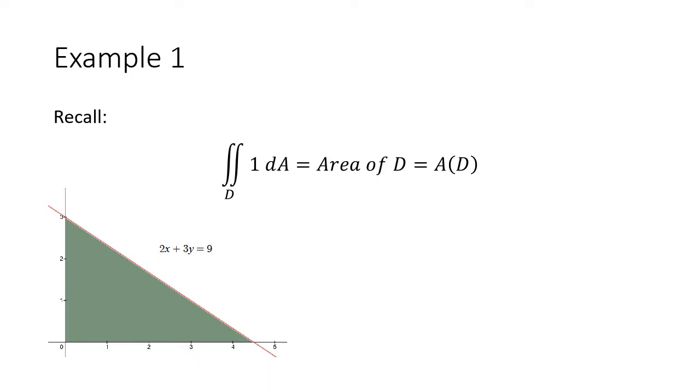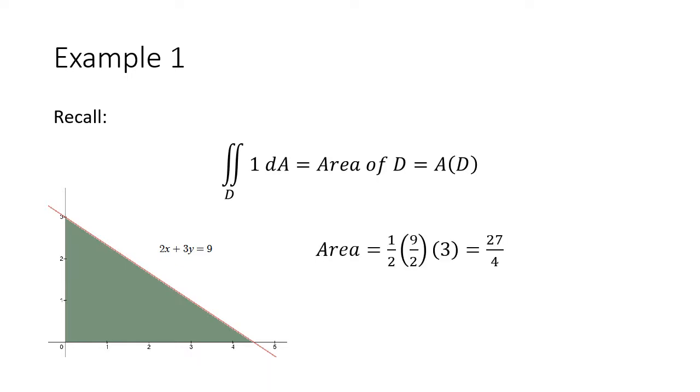Well, what would be easier? Finding the area of this triangle using the formula for the area of a triangle, or finding the area by taking a double integral? I'm pretty confident that finding the area of this triangle is going to be the much simpler way to calculate this. So the area of a triangle is 1/2 base times height.